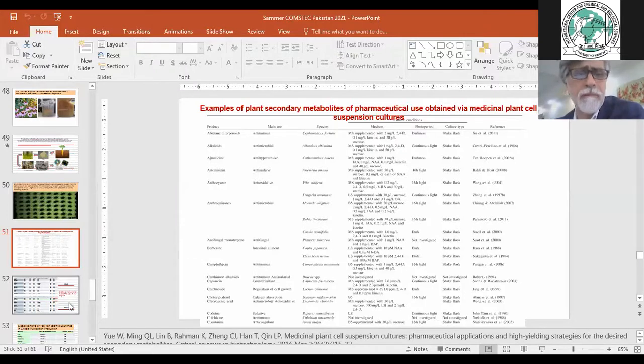This table is a very, very long table. It is perhaps 7 pages, but I have cut it to the first page I am showing. These are examples of plant secondary metabolites of pharmaceuticals, obtained via medicinal plant cell suspension cultures. So you can see that tissue culture or cell suspension culture is not only used for agricultural purposes, but also can be used for medicinal purposes and drug preparation.